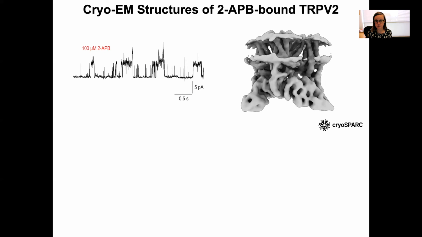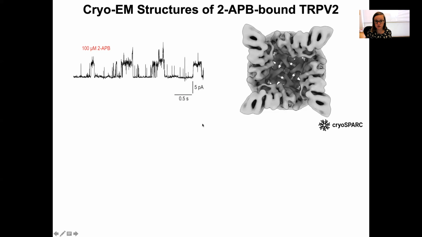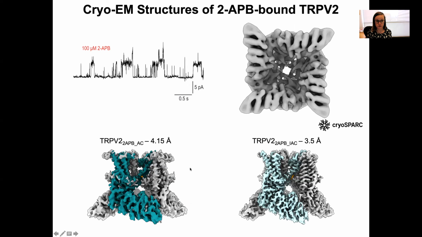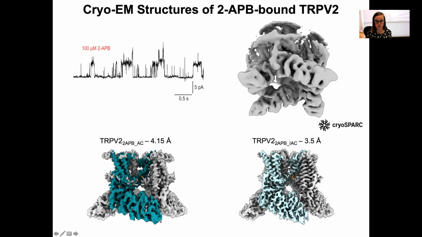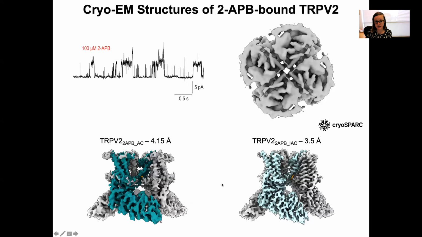What was also more exciting is that at both minima of this opening and closing, we were able to solve 2 structures, one of which was what we called the TRPV2 2-APB activated state, the more open state, and the TRPV2 inactivated state, which would be much more closed, basically undergoing pore closure.